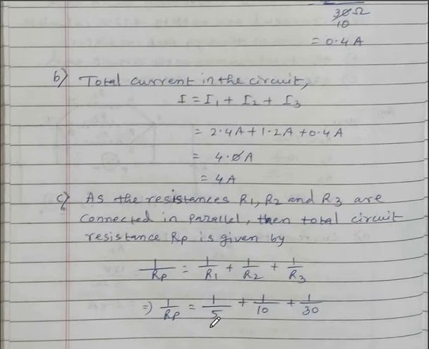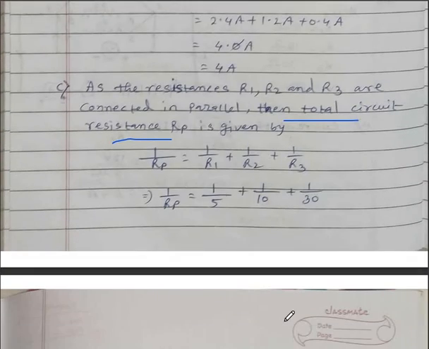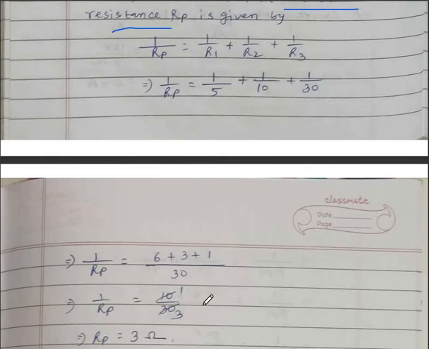Now finally they are asking for the total circuit resistance. As all the resistances R1, R2, R3 are connected in parallel, the total circuit resistance Rp, because of parallel connection, is given by the formula 1 by Rp equals 1 by R1 plus 1 by R2 plus 1 by R3. So 1 by Rp equals 1 by 5 plus 1 by 10 plus 1 by 30. The LCM for all these is 30 only.